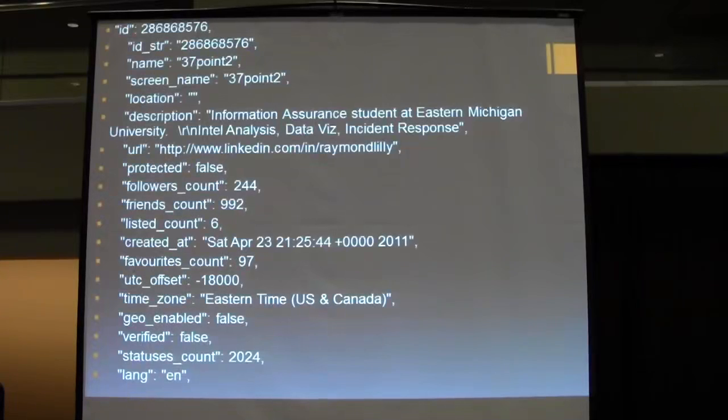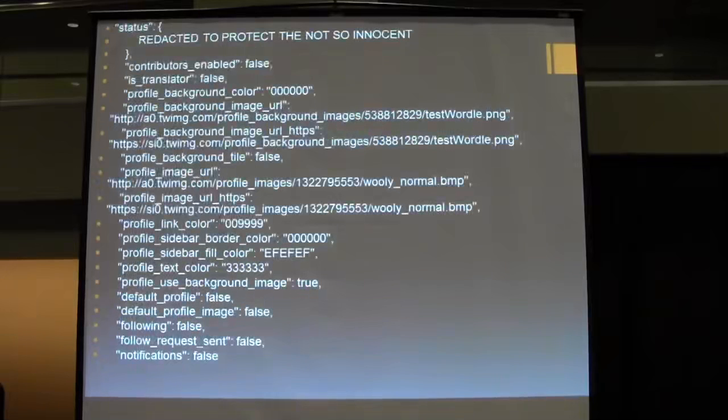Is the account geo-enabled, so should you be looking for GPS coordinates potentially along with the account? How many times the person has tweeted? Is the account verified? That's if you had someone like a sports figure, something like that, they could have a verified account, showing it's actually them using that account. Well, Twitter hasn't verified me. I'm not big enough yet. They don't care.